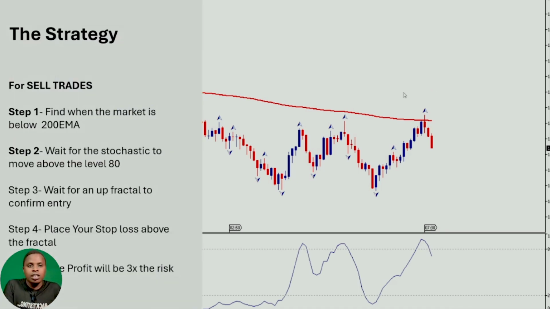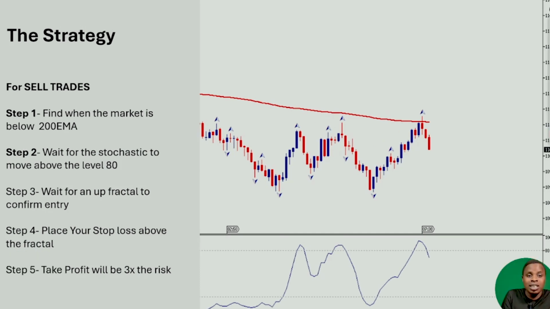Okay, so this is the strategy explained in detail. So the first example, this is how the strategy works step by step. Step one is you want to find when the market is below the 200 EMA. This is for sell trades. So for sell trades, first find when the market is below the 200 EMA. If the Volatility 75 Index is below the 200 EMA, you are looking to sell. That's step number one. If the market is not below the 200 EMA, you're not looking for sells.